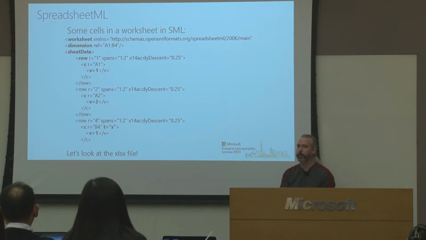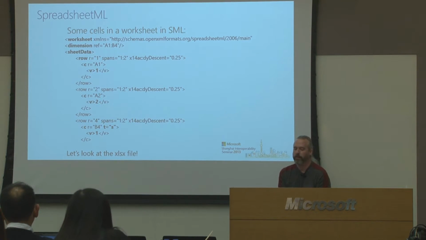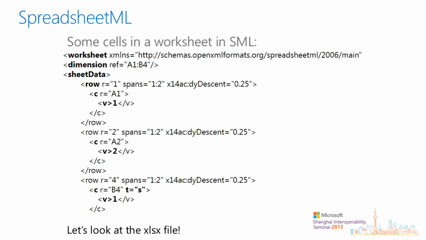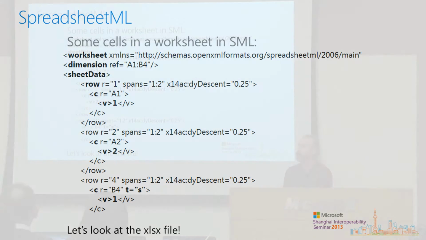Okay, so this is an example of Spreadsheet ML. As you can see, we have a worksheet element, we have dimension elements. The dimension element actually refers to the valid range of cells within a spreadsheet that actually contain data. So that's kind of like the cell table that we refer to in the binary file format. And within the sheet data nested element, we've got rows and cells and values.